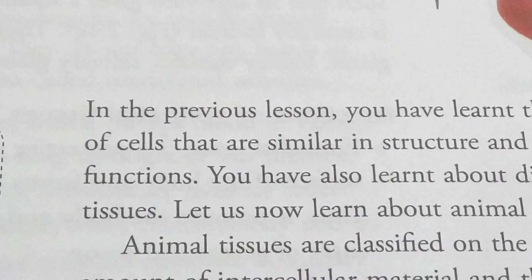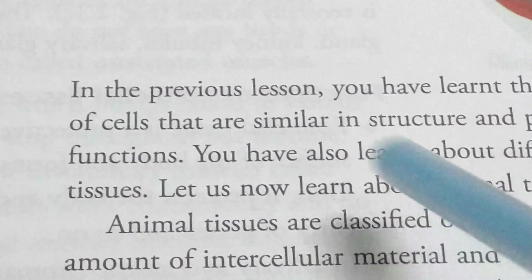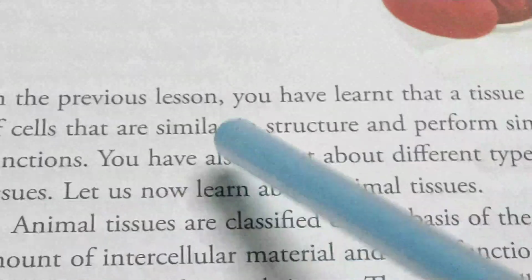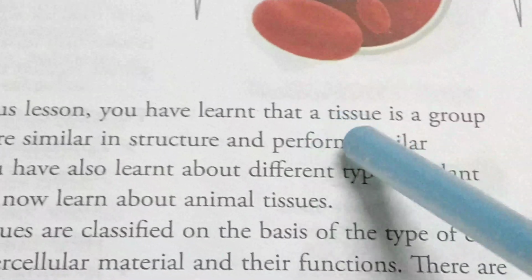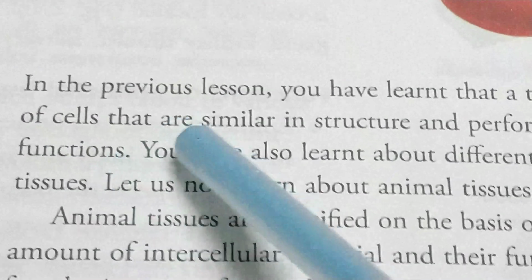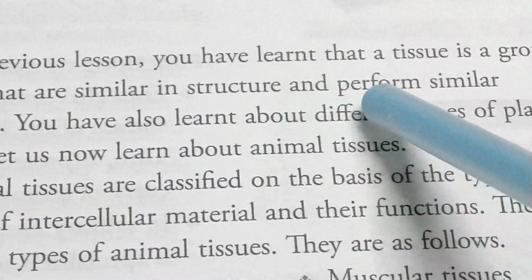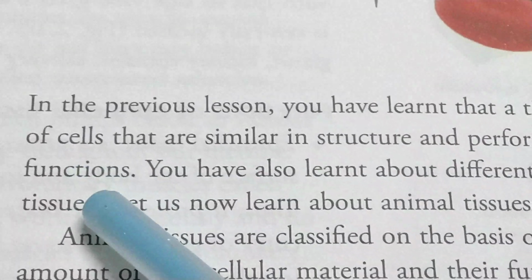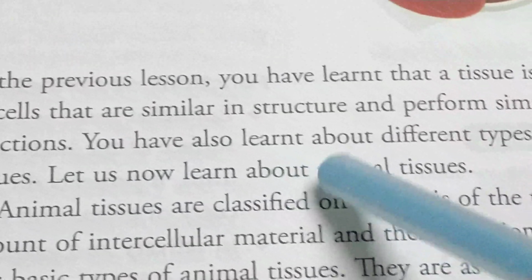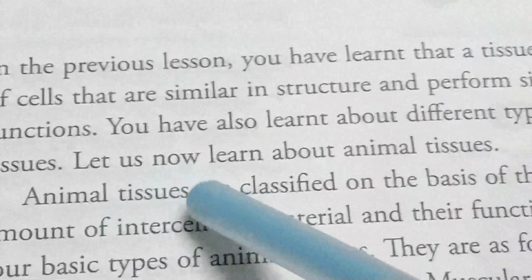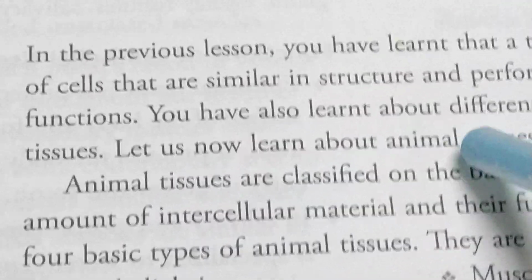Today I will start the second chapter, animal tissue. So look at your book. In the previous lesson, you learned that a tissue is a group of cells that are similar in structure and perform similar function. You have also learned about different types of plant tissue. Let us now learn about animal tissue.